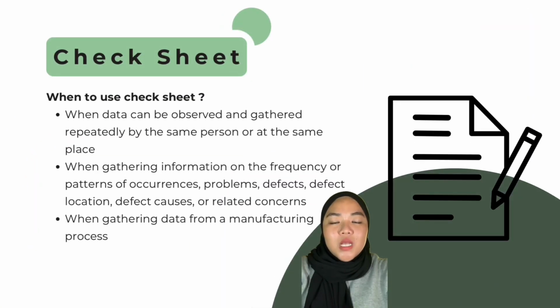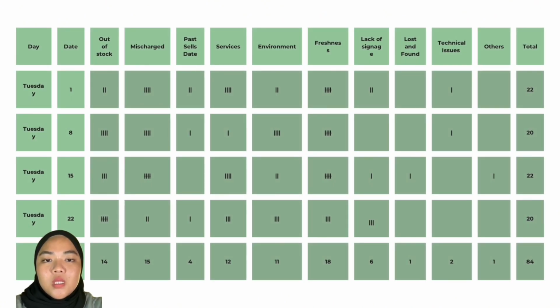After all the complaints are categorized, a check sheet can be done. Check sheet is when the data can be observed and gathered repeatedly by the same person or at the same place, when gathering information on the frequency or patterns of occurrences, problems, defect location, defect causes, or related concerns, when gathering data from a manufacturing process. Here is our check sheet.